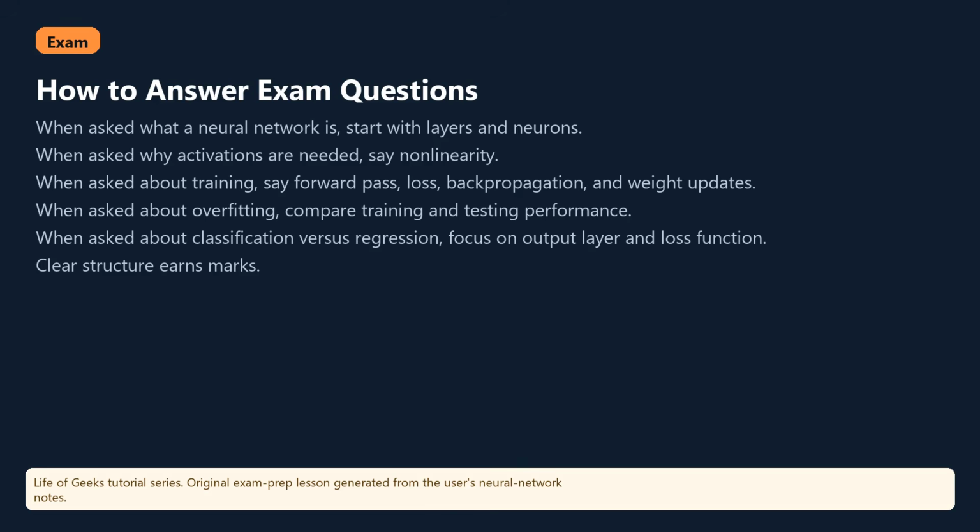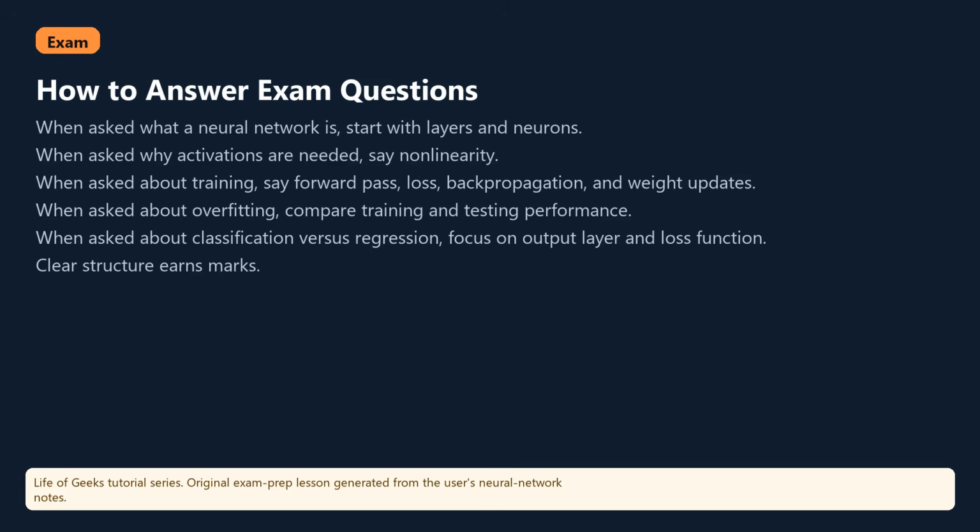Let us talk exam strategy. If asked what a neural network is, mention artificial neurons arranged in layers. If asked what a neuron does, say weighted sum, bias, activation. If asked why activation functions are needed, say they introduce nonlinearity so the network can learn complex patterns. If asked what backpropagation is, say it calculates gradients of the loss with respect to weights and sends error information backward. If asked about overfitting, compare training and test performance.